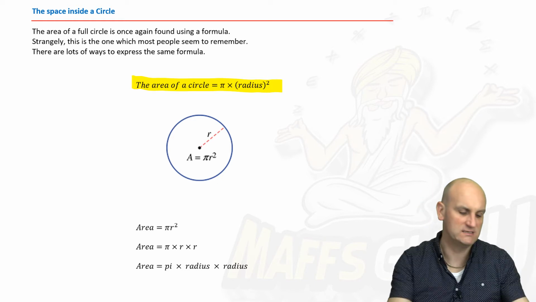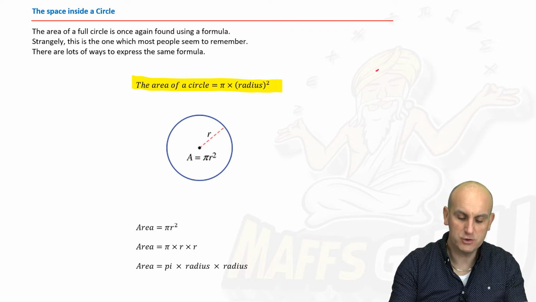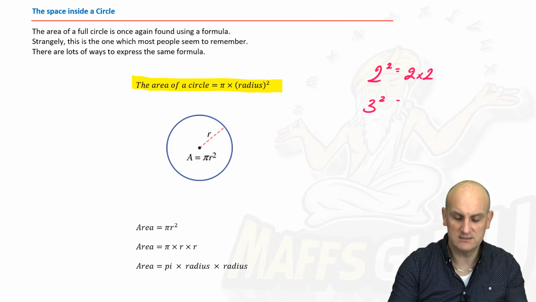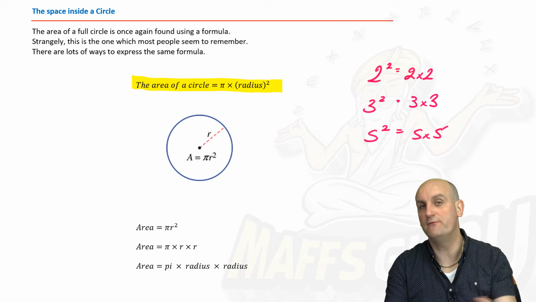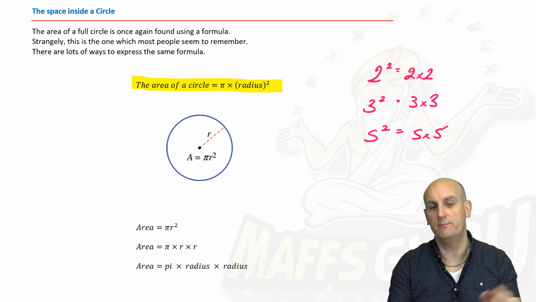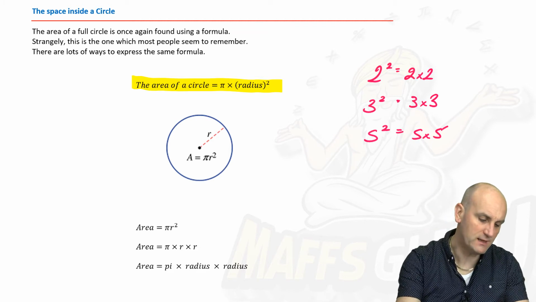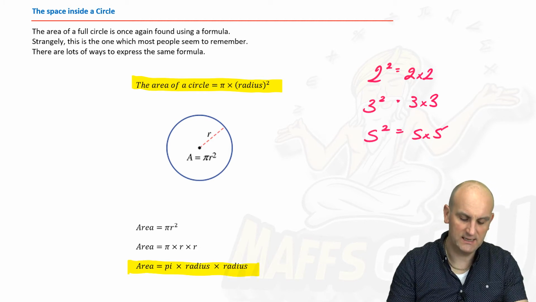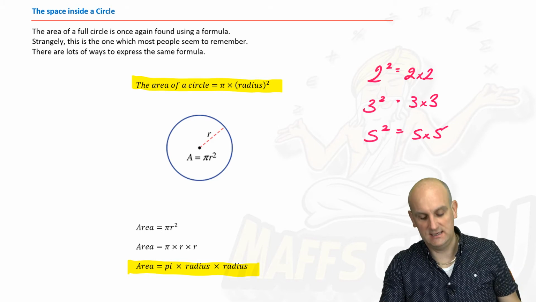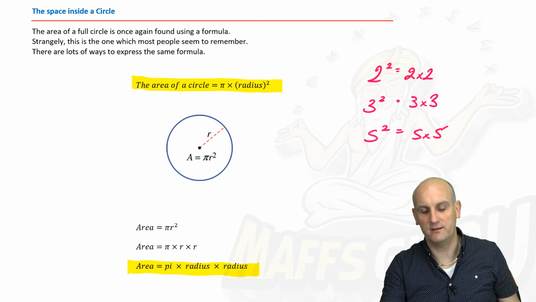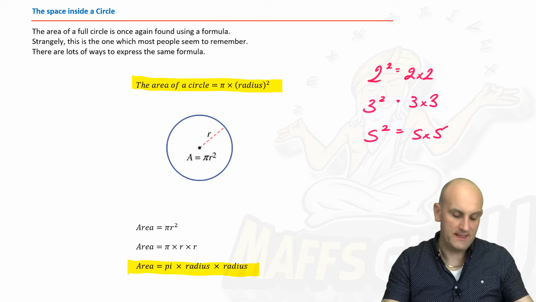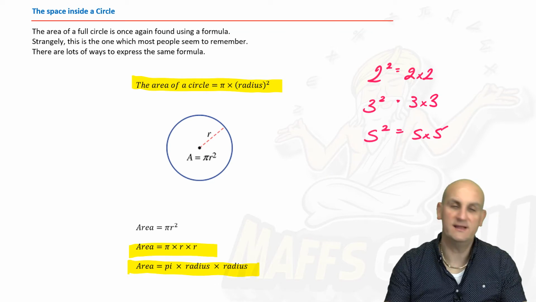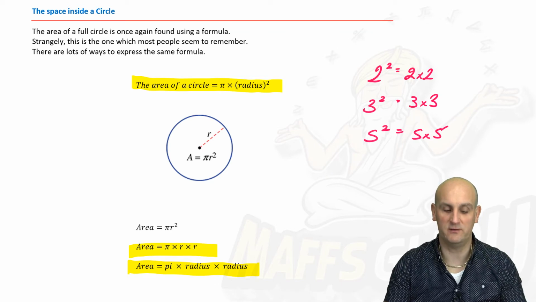What on earth is radius squared? Well, if you remember, 2 squared is the same as 2 times 2. 3 squared is 3 times 3. 5 squared is 5 times 5. And so anything with that floaty 2 basically means multiply it by itself. And going down this, what do we see here? Another one of these ways of writing is pi times radius times radius.